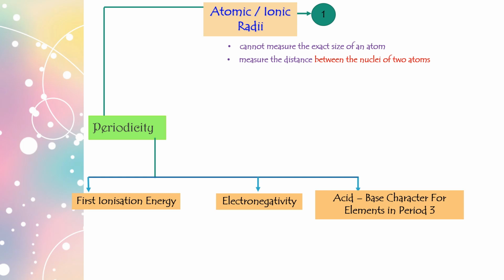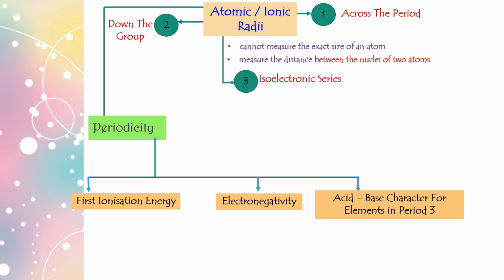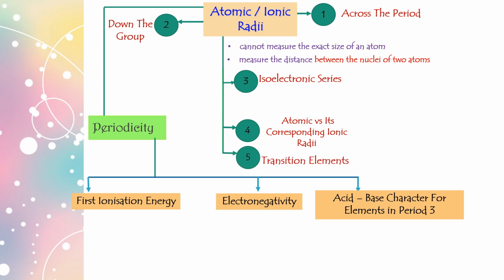For trend in atomic or ionic radii, you will learn how the atomic radii of the elements change across the period, down the group, isoelectronic series, comparison between atomic and its corresponding ionic radii, and also transition elements.